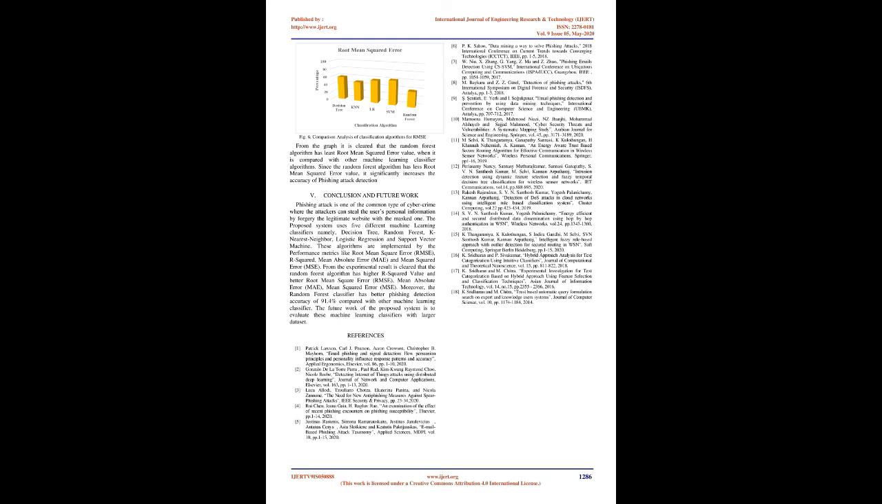From the experimental results it is clear that the random forest algorithm has a higher R-squared value and better root mean square error, RMSE, mean absolute error, MAE, and mean squared error, MSE. Moreover, the random forest classifier has a better phishing detection accuracy of 91.4% compared with other machine learning classifiers. The future work of the proposed system is to evaluate these machine learning classifiers with a larger dataset.